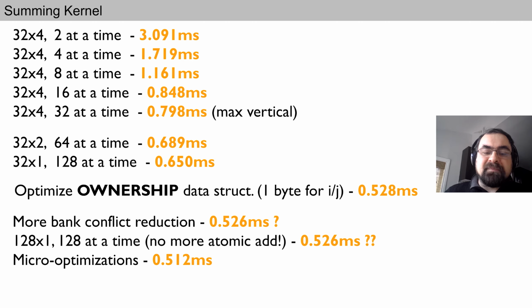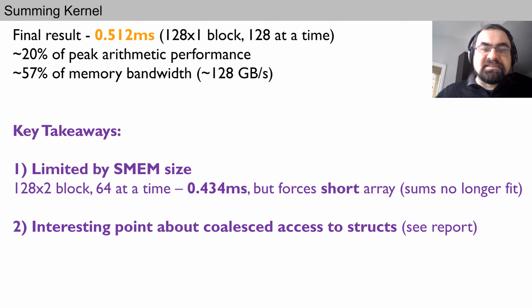We tried getting rid of the atomic adds by basically processing an entire nominal superpixel at a time. That didn't get us anything. And so we thought we were basically nearing the end of what the hardware can do. We did some micro optimizations like loop unrolling that got us to about 0.512. That's actually our final result, 0.512. That's with a 128 by 1 block, reading 128 pixels at a time.